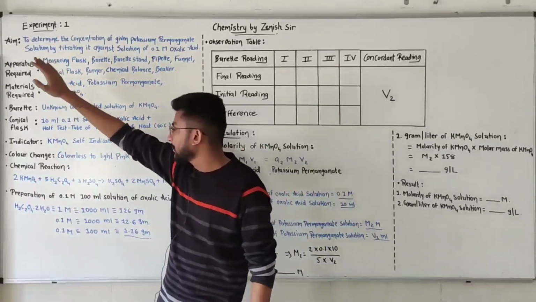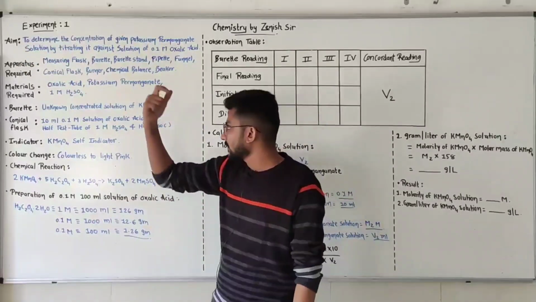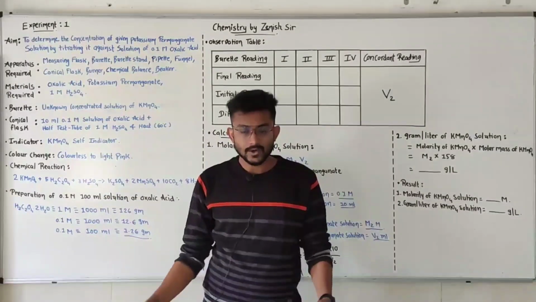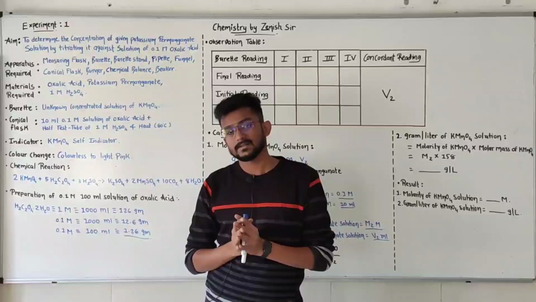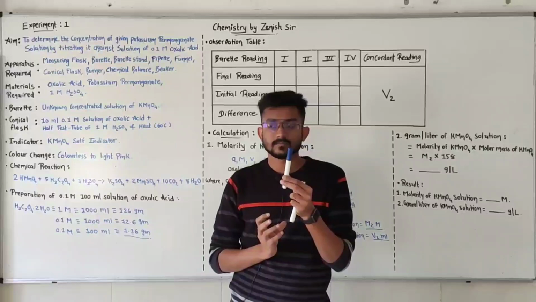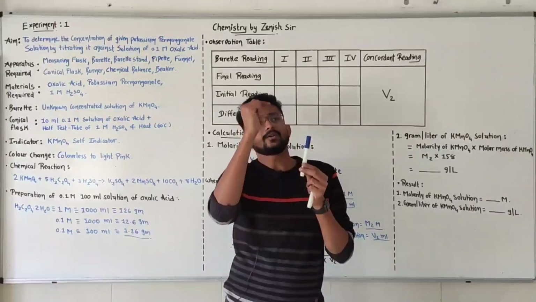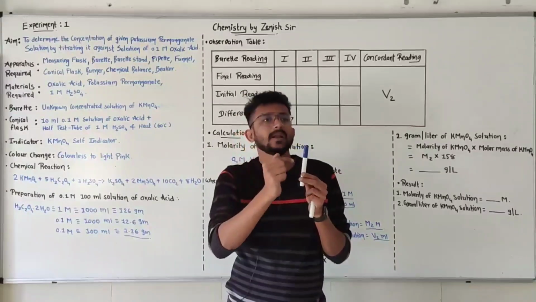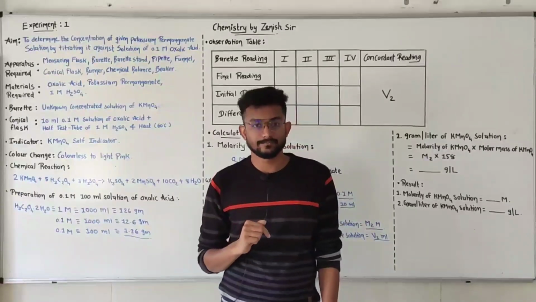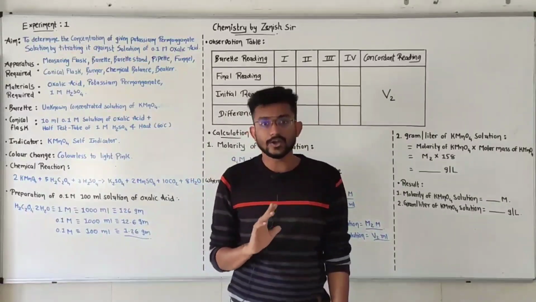Now, which apparatus, in the sense instruments, are we going to use? The first one is the measuring flask. What is a measuring flask? A measuring flask is something like a particular tube. There are marks, 100 ml, 200 ml, 300 ml, like that, from where we can calculate the volume. So we will use that for the measurement of volume.